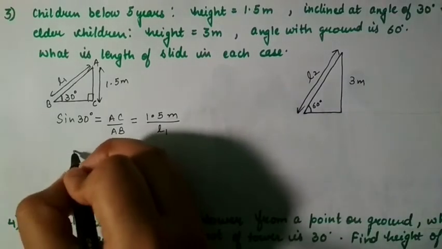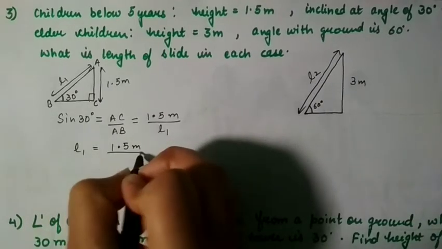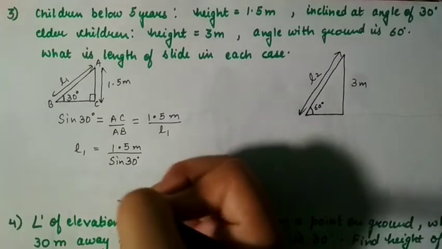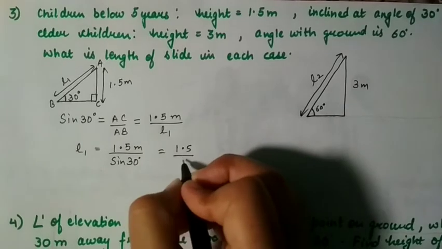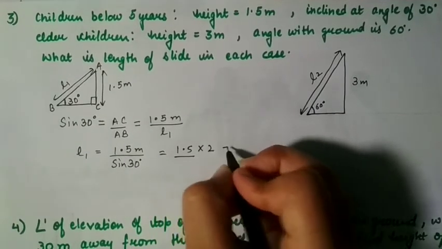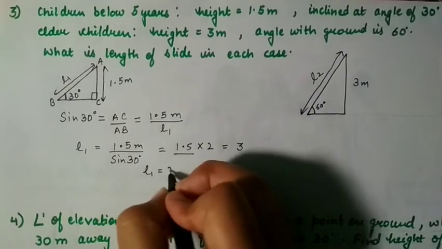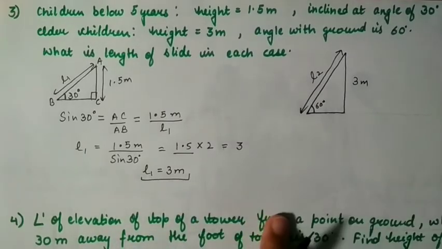So cross multiply, L1 is equal to 1.5 meters upon sine 30 degrees. What is the value of sine 30 degrees? It is 1 by 2. So 1.5 divided by 1 by 2. So 2 will come in numerator and you will get 3. So this means L1 is 3 meters. So the length of the first slide is 3 meters.